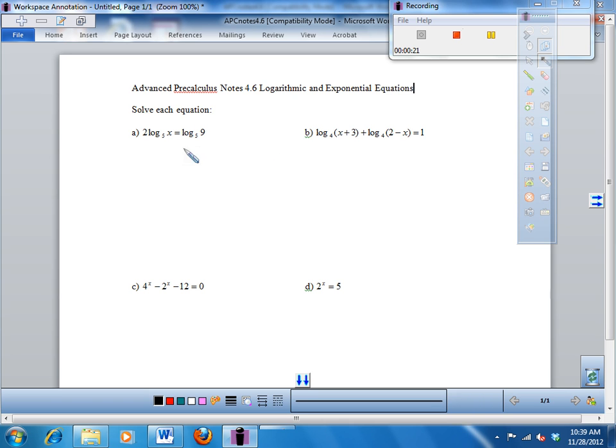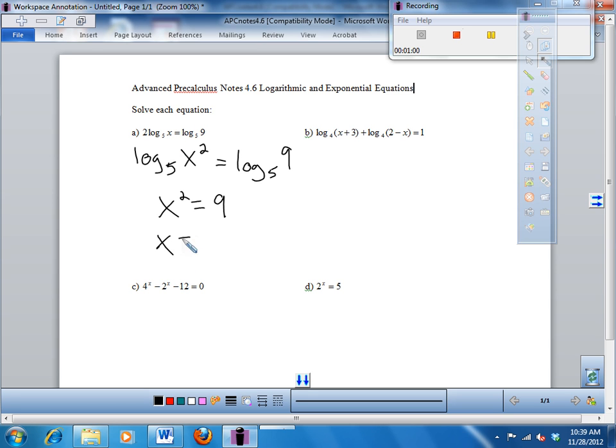So with this one, what you want to do is move this exponent up top. You remember that rule? So this becomes log base 5 of x to the second, right? Equals log base 5 of 9, which must mean that what? X squared equals 9. And you might say x is plus or negative 3, but you can't take the log of a negative number.